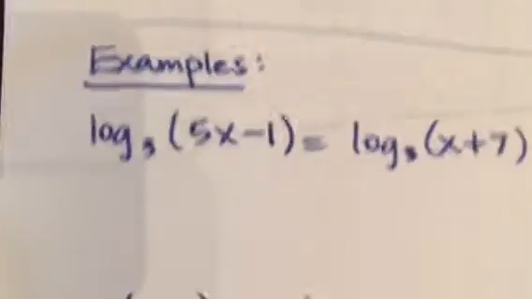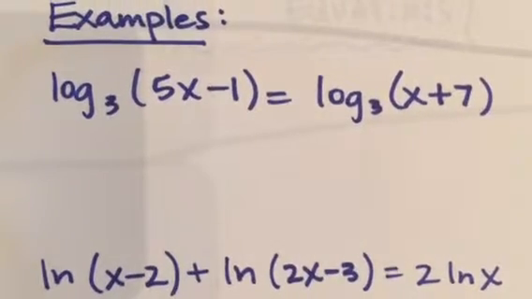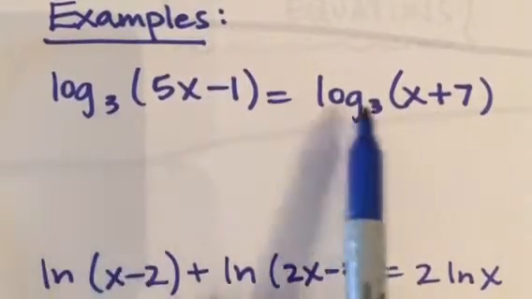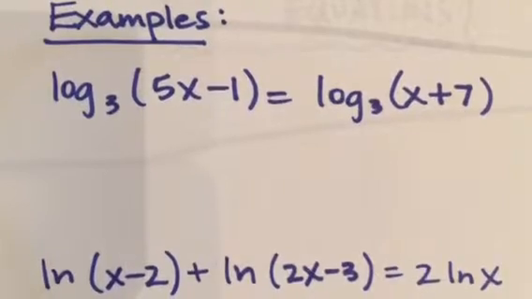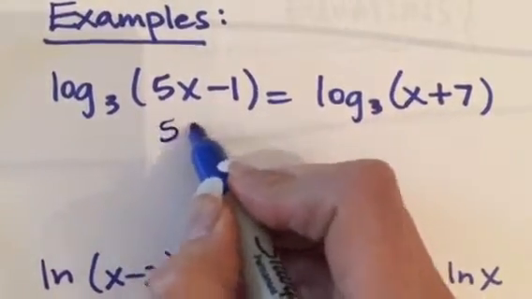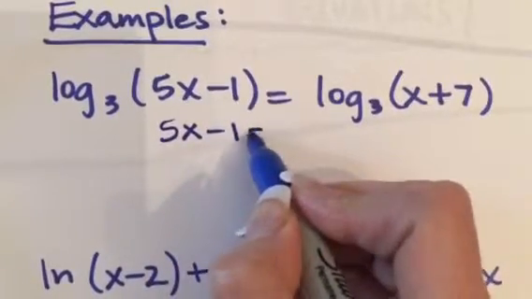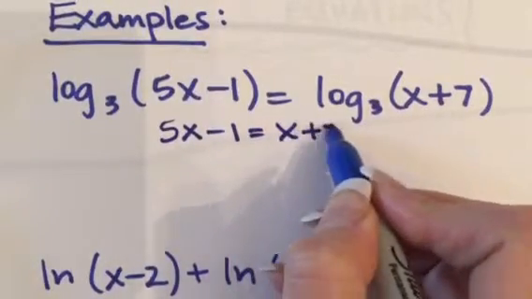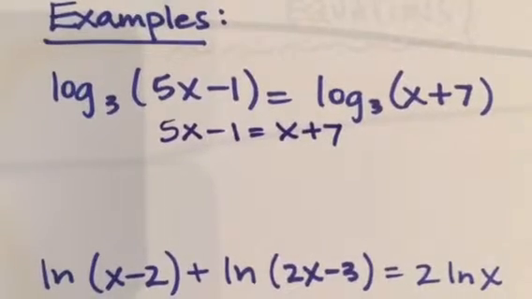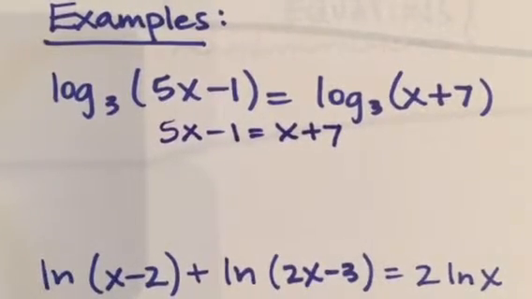All right, first example that we're going to look at here is log base 3 of 5x minus 1 is equal to log base 3 of x plus 7. Notice that there is one log on each side of the equal sign. They both have a base of 3. Well, what that means is we're not interested in the log at all. We're interested in what would make these arguments equal. So we can just equate the arguments and solve the resulting linear equation.